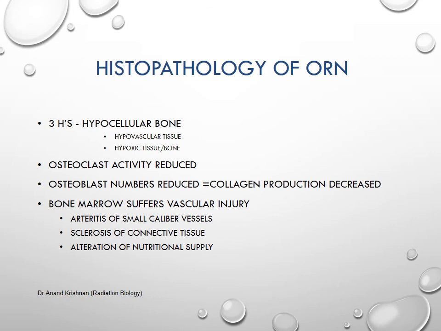Regarding the histopathology of osteoradionecrosis, we have to remember the 3H: the hypocellular bone, the hypovascular tissue, and the hypoxic tissue. There is reduced activity of osteoclasts, the osteoblast numbers are reduced, and there is a decrease in collagen production. The bone marrow suffers vascular injury, because of which there is arteritis of small caliber vessels and sclerosis of connective tissue and alteration in supply.